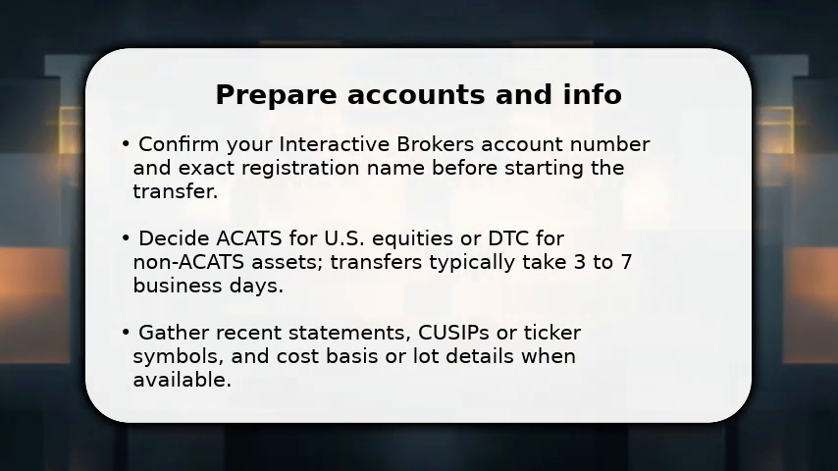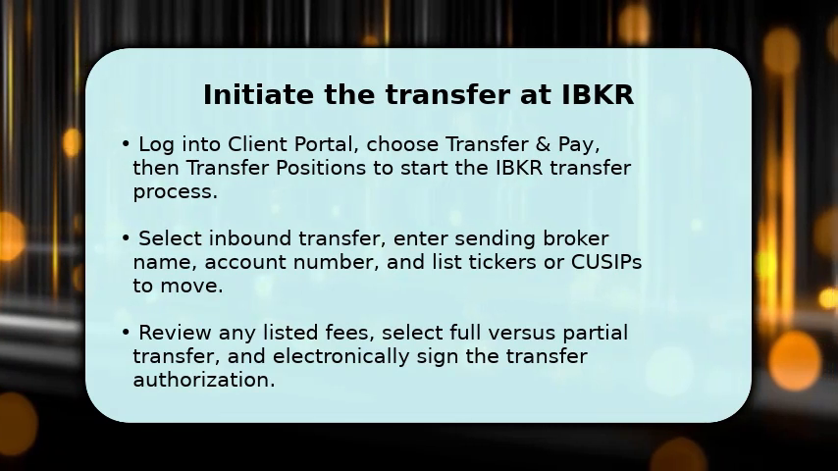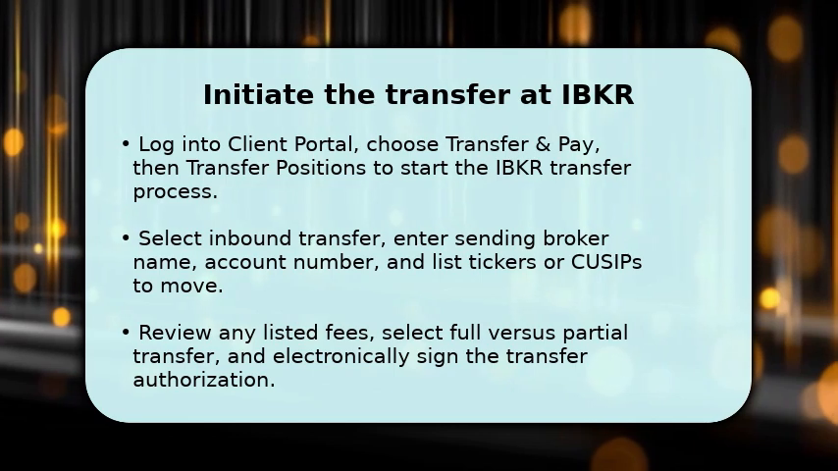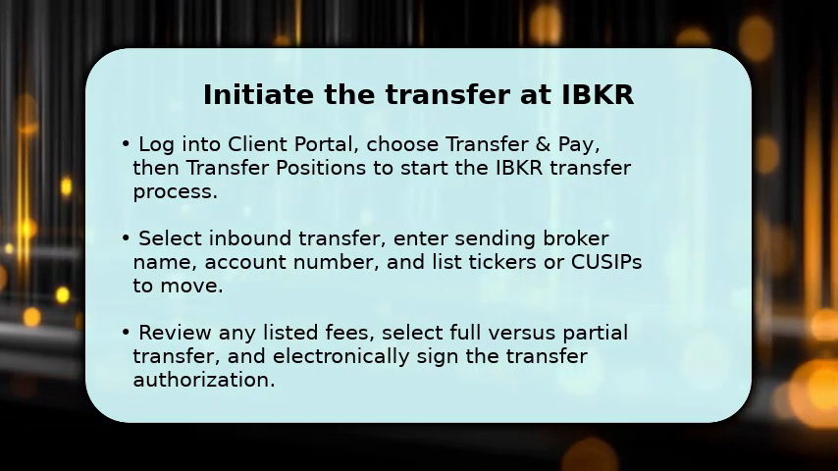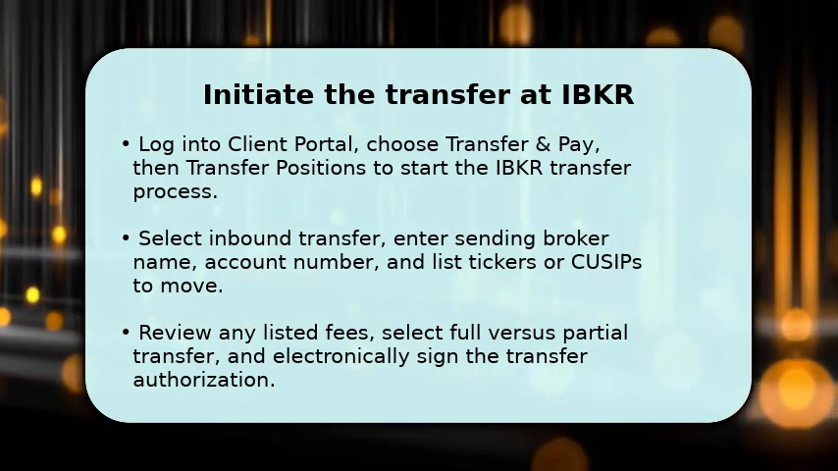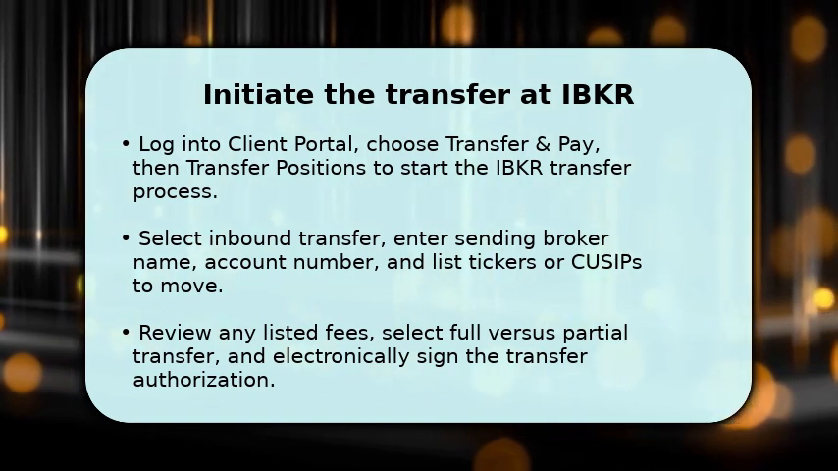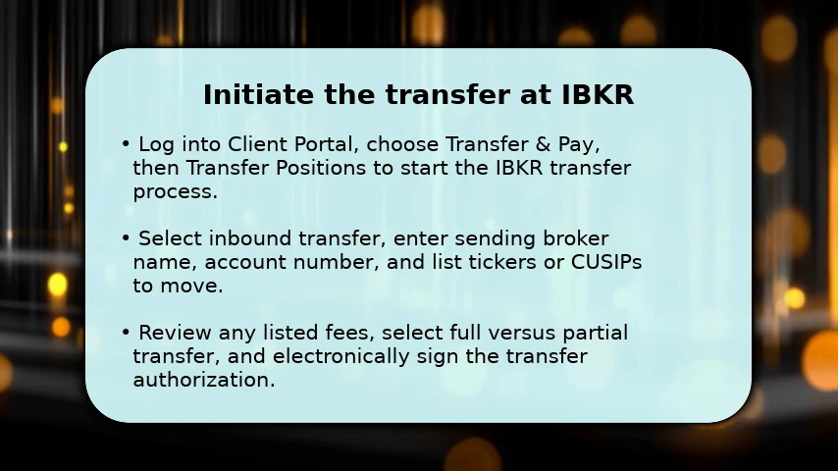initiate the move. Log into the Interactive Brokers client portal, go to Transfer and Pay, and choose Transfer Positions to initiate an inbound transfer. Select Inbound Transfer, enter the sending broker's exact name and account number, then list tickers or CUSIP and quantities you want moved.